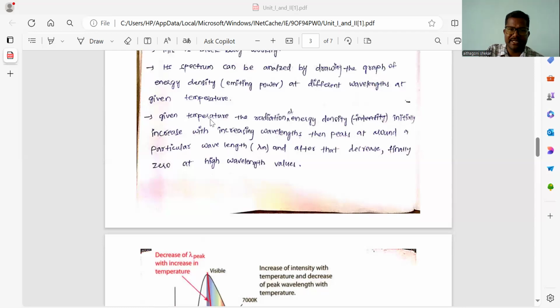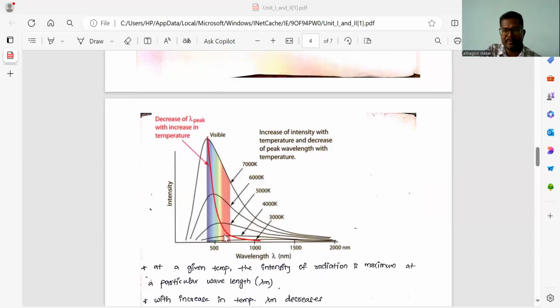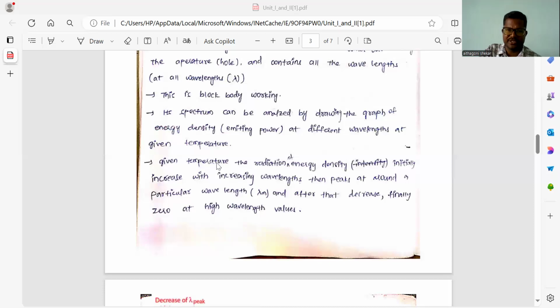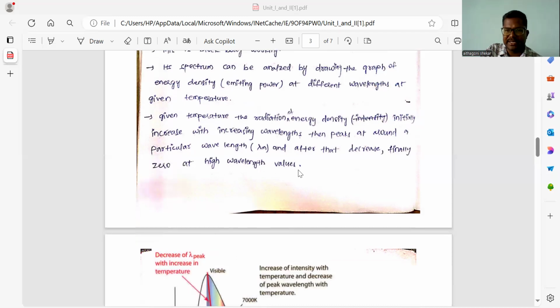What are we analyzing? For a given temperature, the radiation emitting spectrum over different wavelengths is one curve, and at another temperature, another curve. At different temperatures, such as 3000 Kelvin, 4000 Kelvin, 5000 Kelvin, 6000 Kelvin, 7000 Kelvin, there is a spectrum. For a given temperature, the radiation energy density initially increases with increasing wavelength, then peaks around a particular wavelength, and after that decreases, finally reaching zero at high wavelength values.